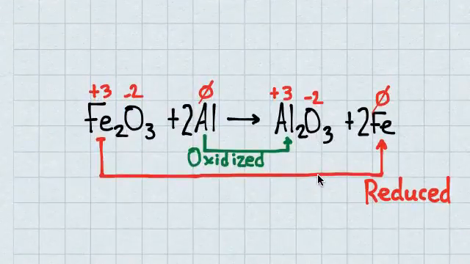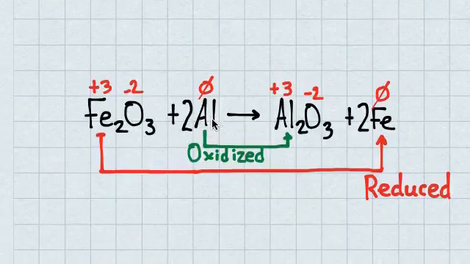All right, time's up. You paused the video, didn't you? Yeah. Iron, the 3+ here, and it goes to a 0. That's called a reduction. It gained negative electrons from the aluminum. Aluminum went from a 0 to a 3+. That's going up in number. So if iron got reduced, the iron oxide is actually an oxidizing agent. And if aluminum got oxidized, the aluminum is actually a reducing agent.